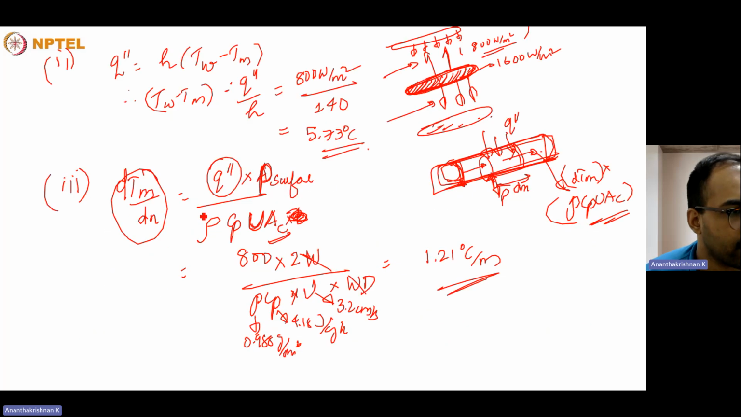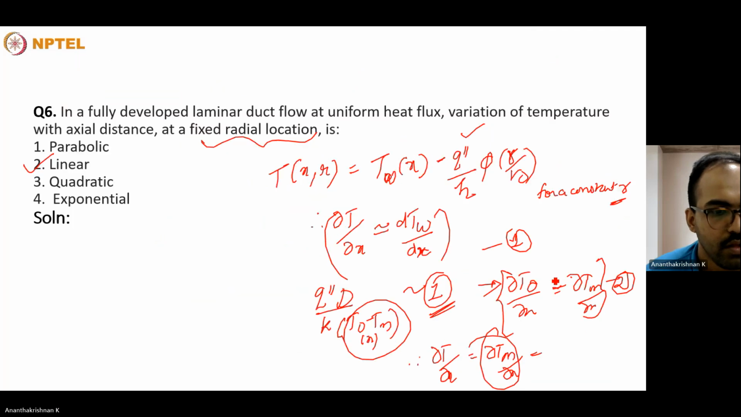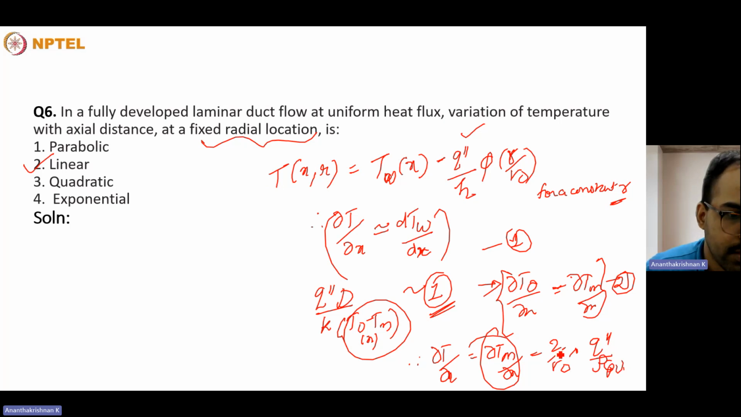Dou T m by dou x is equal to q double dash into the perimeter divided by rho Cp u m A c. For the case of a circular tube, the cross-section area A c is pi by 4 d squared and the perimeter is pi d. So we get 4 by d, which is equal to 2 by r outer, times q double dash divided by rho Cp u m. Here r outer is a constant, heat flux is a constant as given in the problem, rho is a constant, Cp is a constant, and the average velocity is constant. This means that dou T m by dou x is a constant.